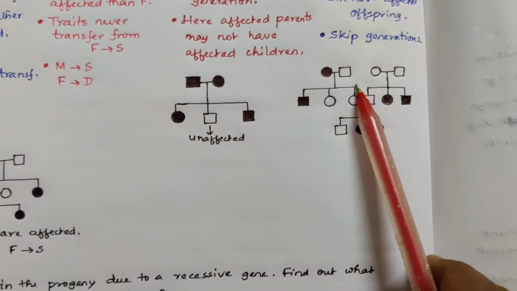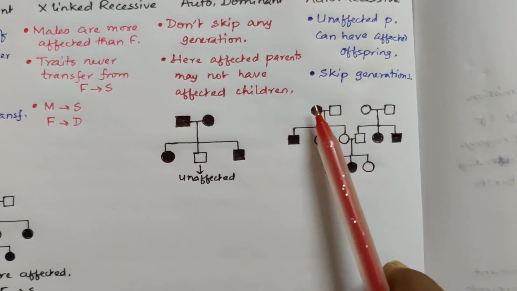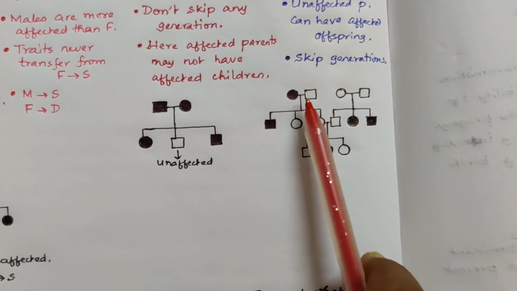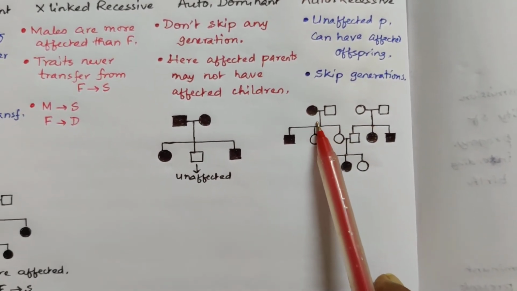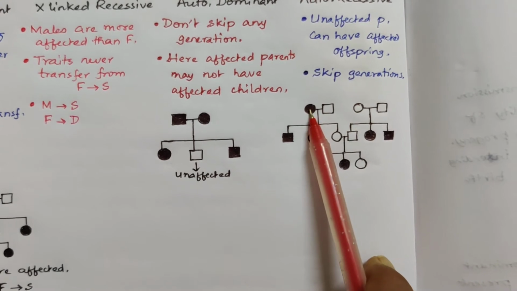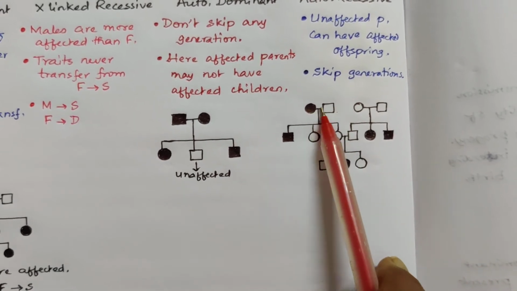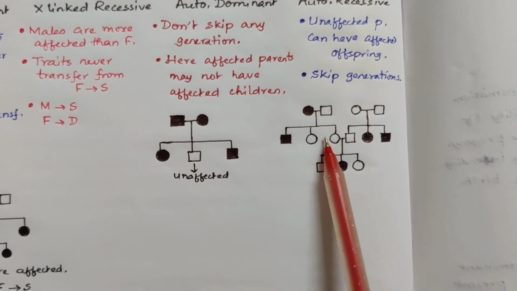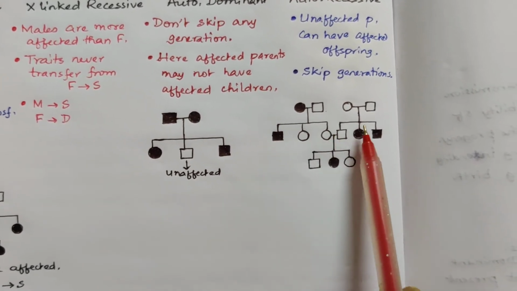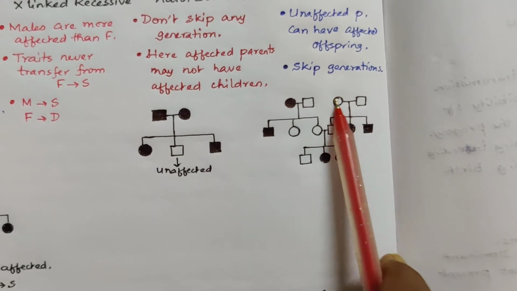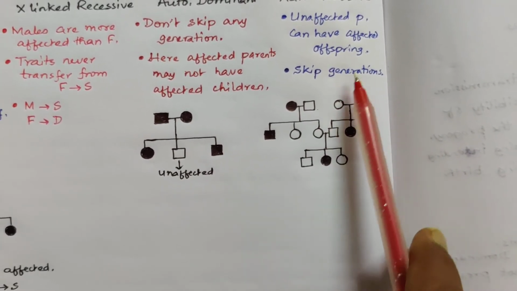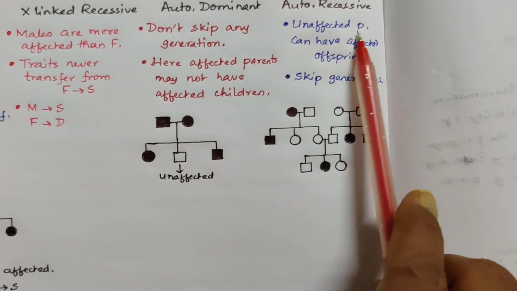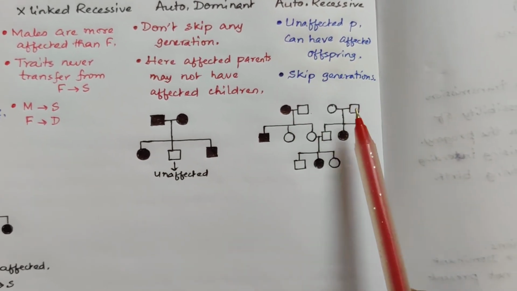Now here we have given example pedigrees for this. Now see here, the skipping of generations you can find over here. This is a diseased mother marrying a normal male. Here the son is affected, daughters are not affected. Here the parents are not affected, but the children are affected. Unaffected parents can have affected offspring.